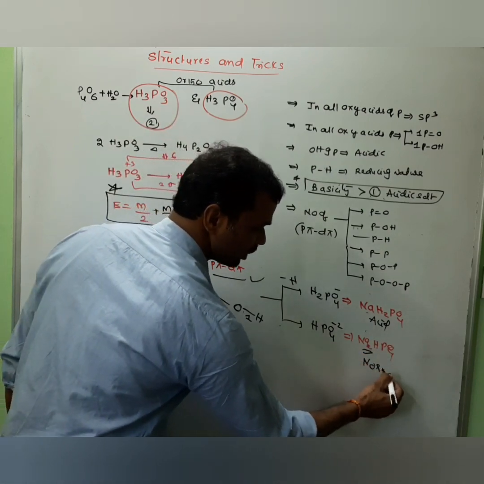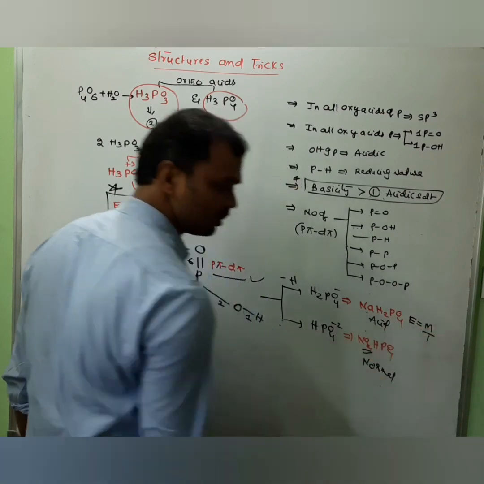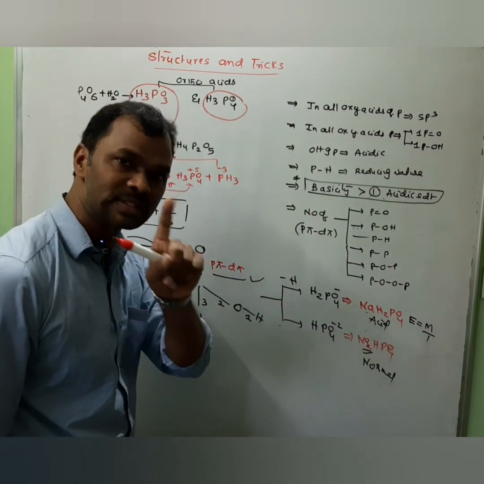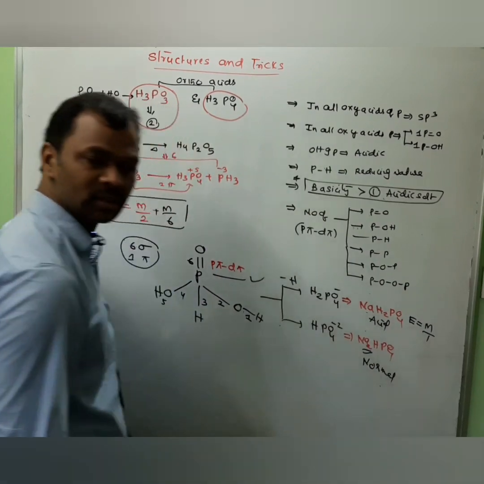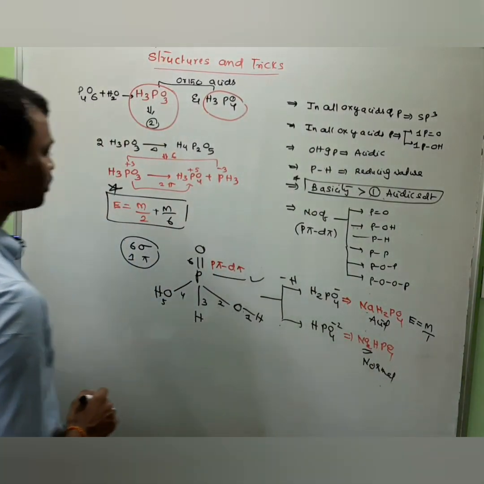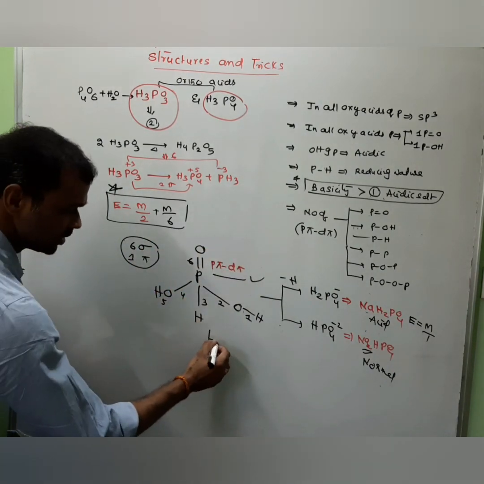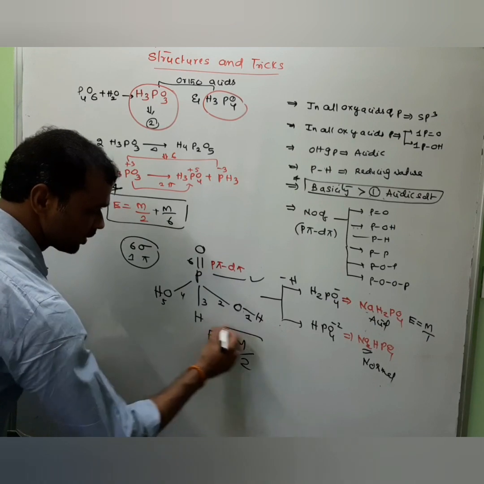This is a normal salt. Here, equivalent weight equals molecular weight by 1 because the replaceable hydrogens are 1. This is a normal salt. Based on charge we have to write the equivalent weight. And the most important point, everybody look at the board. Here the equivalent weight of phosphorous acid is molecular weight by 2.